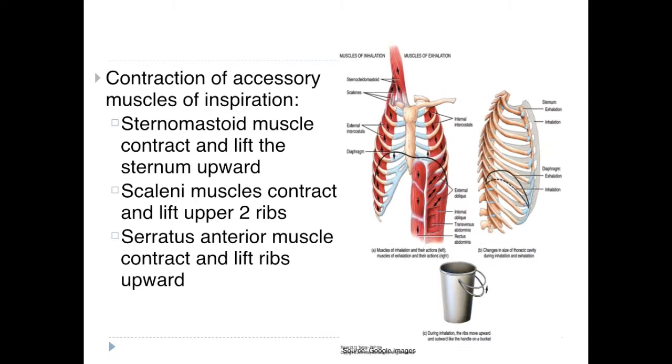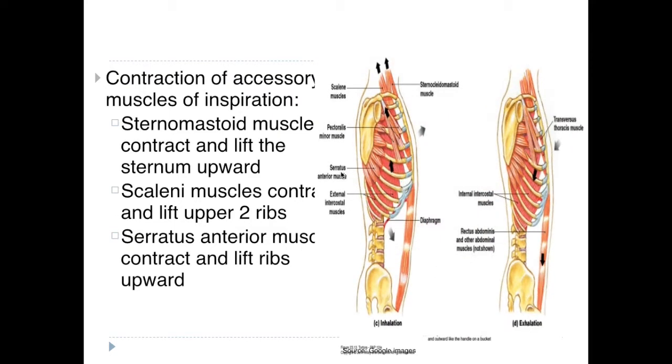Other are the accessory muscles. They also contract during forceful inspiration. Which are they? Number one is the sternocleidomastoid muscle. It contracts and lifts the sternum upward, and because of lifting of the sternum upward, there is an increase in the anteroposterior diameter. Scalene muscles contract and lift the first two ribs upward. And serratus anterior muscle contracts and also lifts the ribs upward.